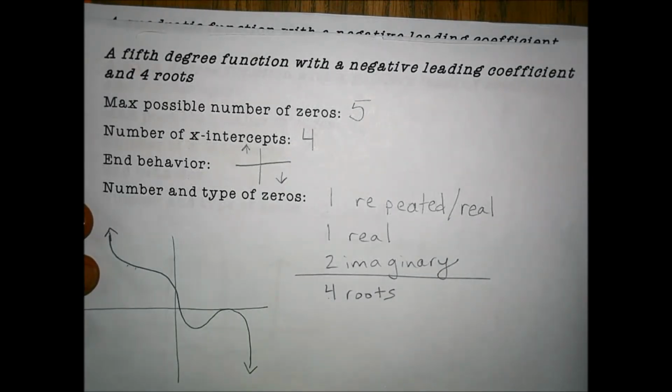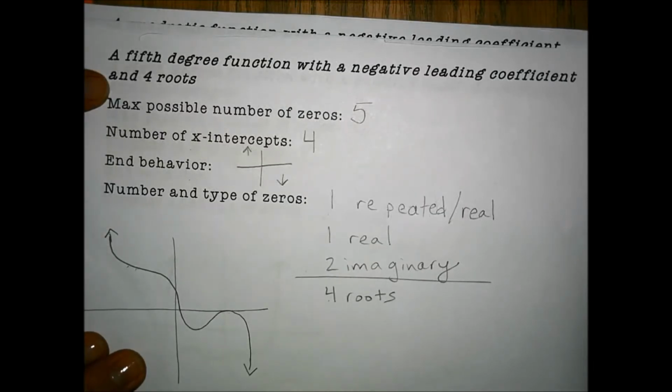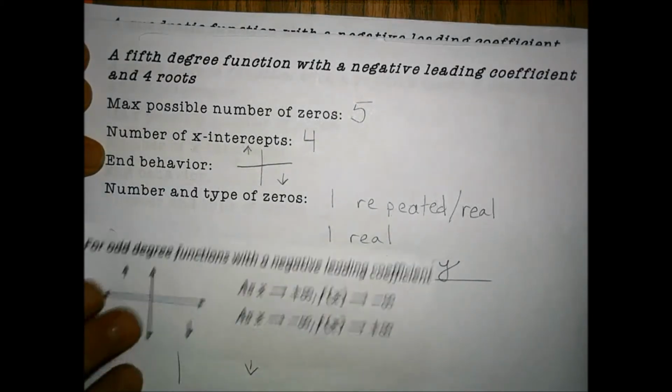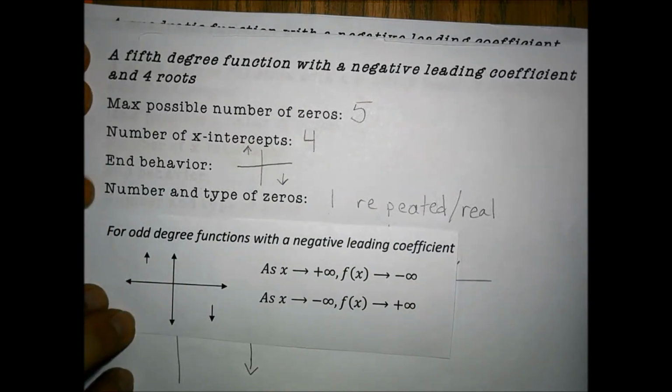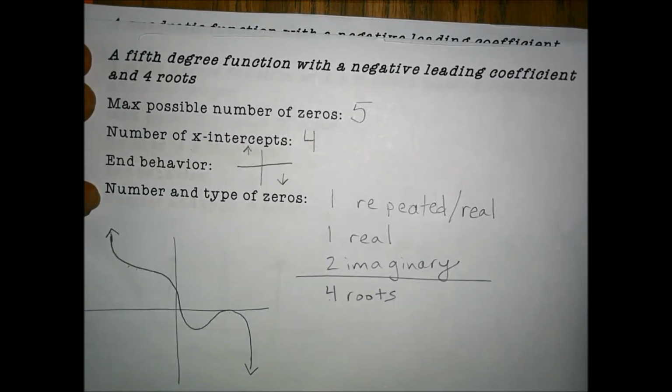A 5th degree function with a negative leading coefficient and 4 roots, same as we've seen before in the description. We have to have 5 zeros. They can't have more than 4 x-intercepts. The end behavior has to be like this, because the end behavior for odd functions with negative leading coefficient is this. But the number and type of zeros can change a bit.